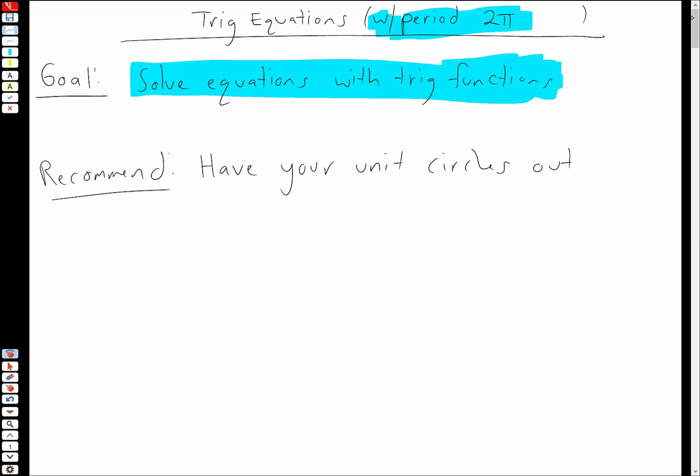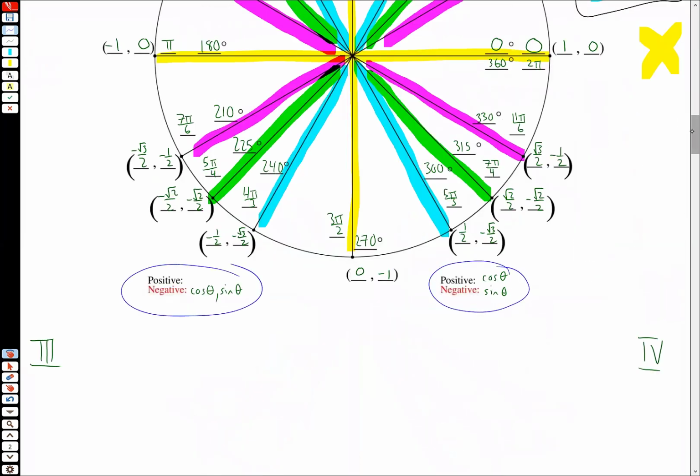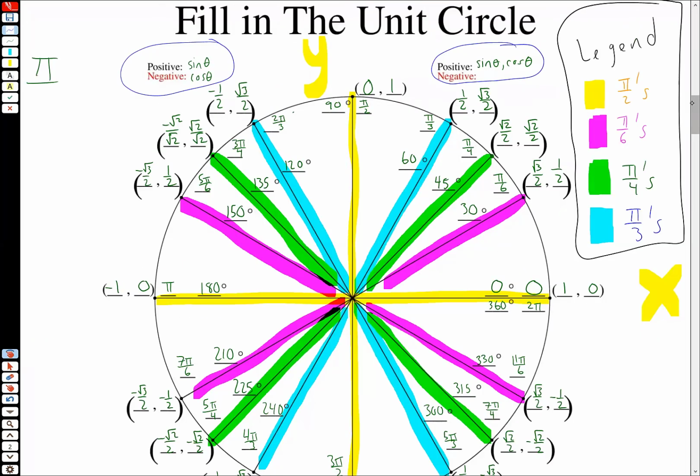I've added the unit circle to this video as well. One change I want to highlight, now that we know what sine and cosine are, I replaced the x's and the y's by their corresponding parts. So instead of y, I put sine. Instead of x, I put cosine. So make sure you update your unit circles if you haven't already and make those changes. All right, let's get into it.